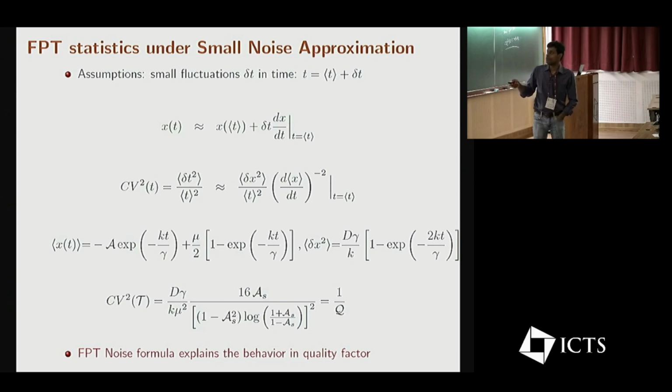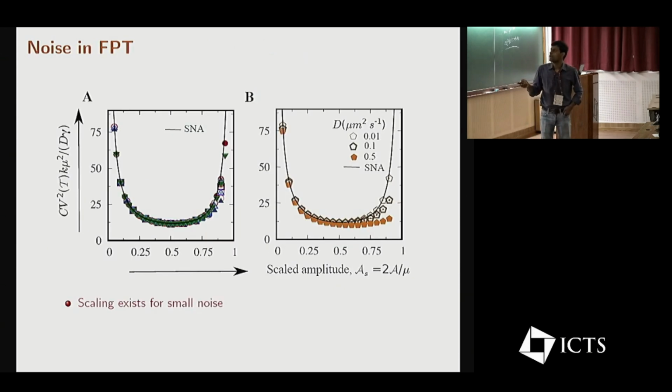And so this explains this scaling for quality factor, and this also goes non-monotonically. So this is the thing. This is the numerical-analytical match, and it is again violated for larger noise.